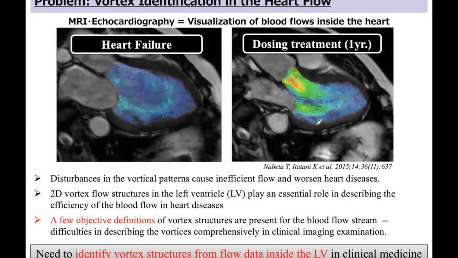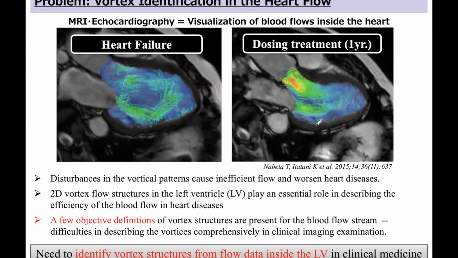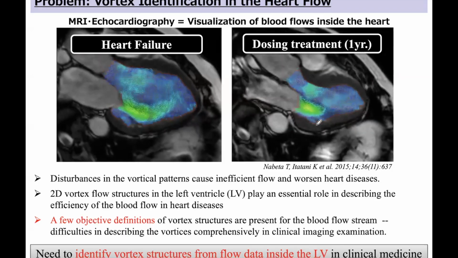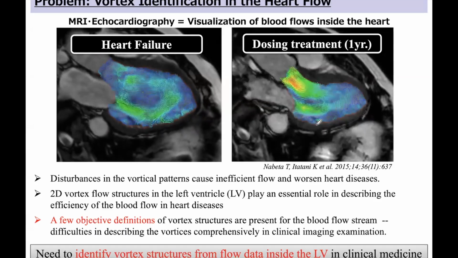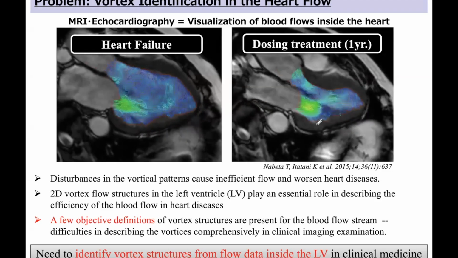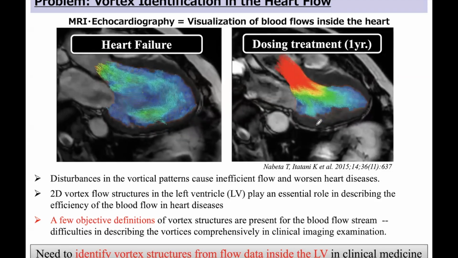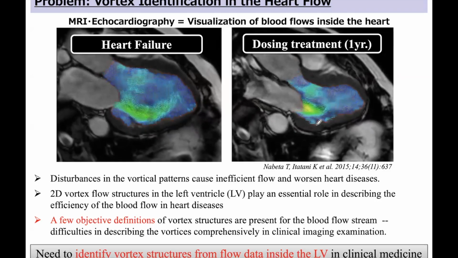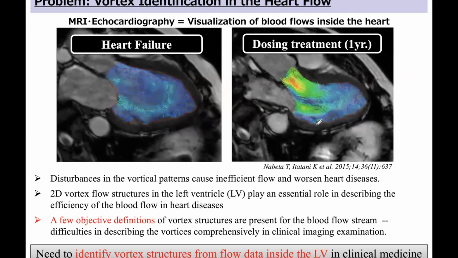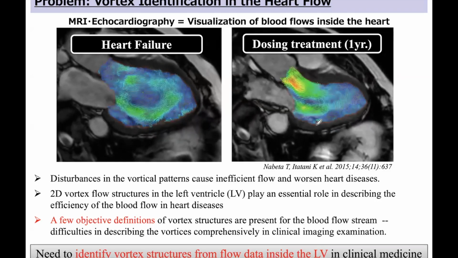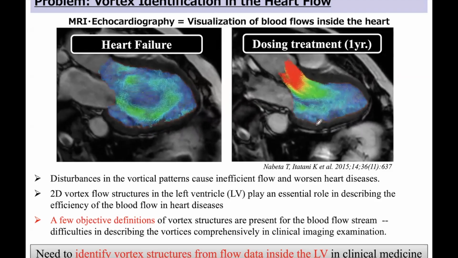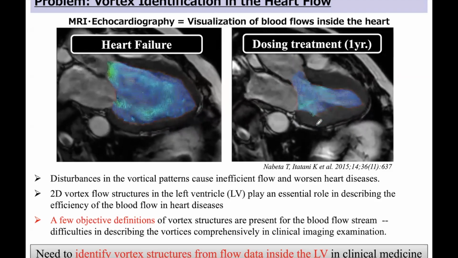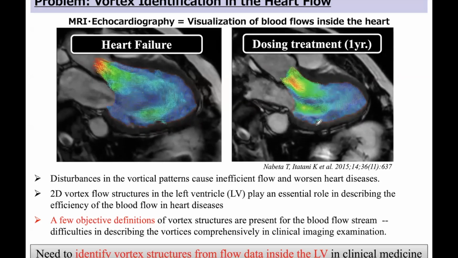But unfortunately, few objective definitions of the vortex structures exist for this blood flow data. That gives rise to difficulties in describing the vortices in this flow image comprehensively in clinical examination. So they cannot use this kind of flow information to diagnose treatment efficiency. This is why we need to identify the vortex structures from flow data inside the left ventricle in an objective manner in clinical medicine. This is the target and purpose of the present application. Okay, the data.